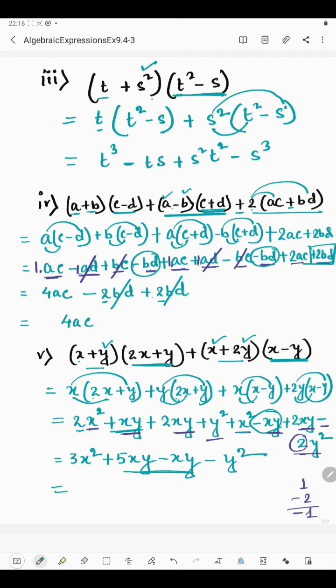Now we will subtract this 2. So 3x square will remain same. Now 5 minus 1 is 4. So it's 4xy minus y square. Okay. Now coming to next part.